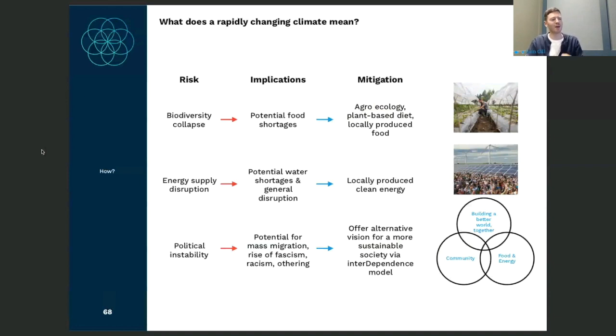And so really part of this is about, rather than perhaps moving towards fascism or racism, can we be offering an alternative narrative, one that is actually about building something more positive? And that's ultimately part of where we're coming from with this interdependence piece.